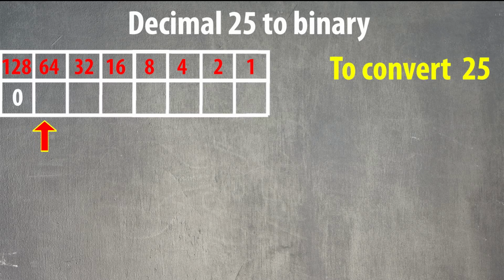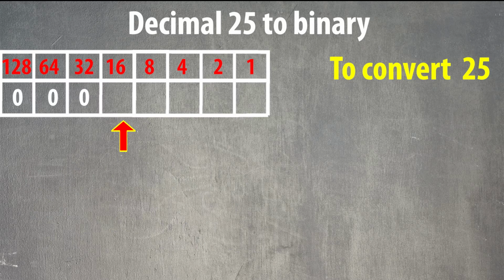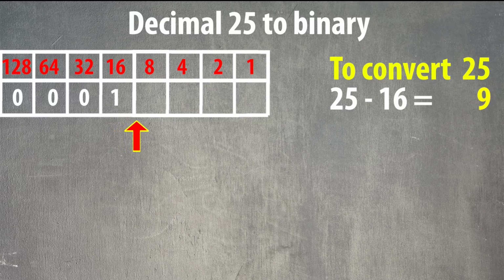In this case, the first column going from right to left that is smaller or the same as 25 is the 16 column. So I put a 1 in that column and subtract 16 from 25, leaving 9. I then carry on using the same procedure. Next column is 8. Is that smaller or the same as 9? Yes. So I put a 1 in and subtract 8, leaving 1.